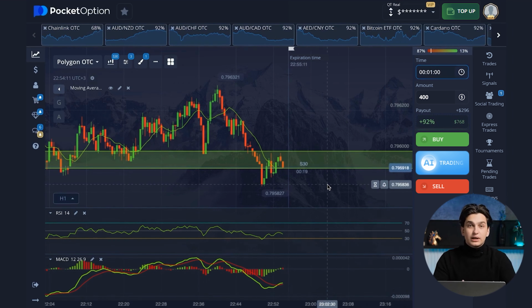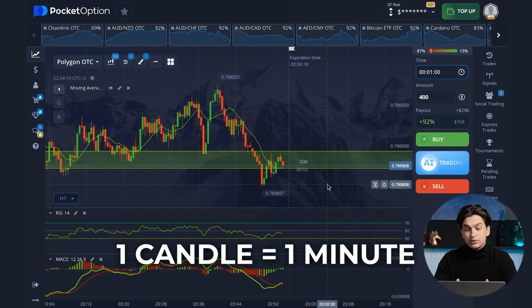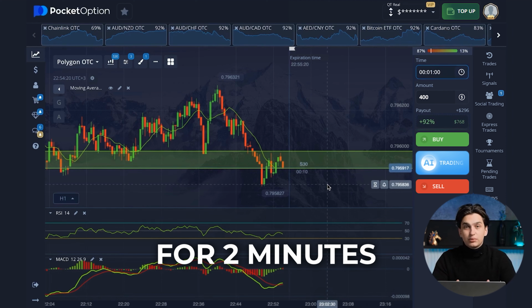In principle, I advise you to do exactly the same. That is, if you are on a minute chart, for example, where one candle equals 1 minute, open a deal for at least 2 minutes. More is possible, but preferably not less. Let's look for another situation.